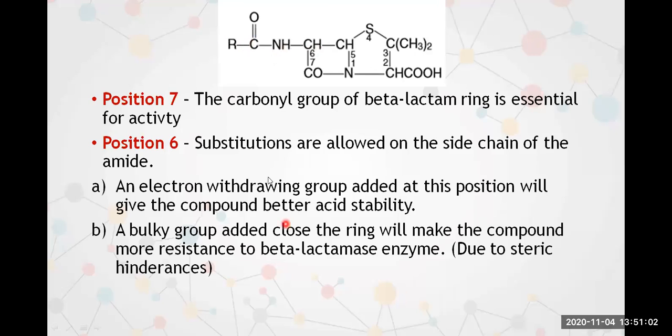And which substitutions are generally favored? The electron withdrawing substitutions. So an electron withdrawing group can be attached to this carbonyl carbon. Why this electron withdrawing group? Because it will make the compound more acid stable. Our final aim is to increase the activity of the compound and to make the compound stable.